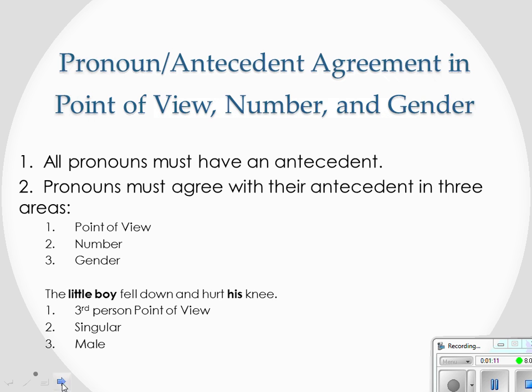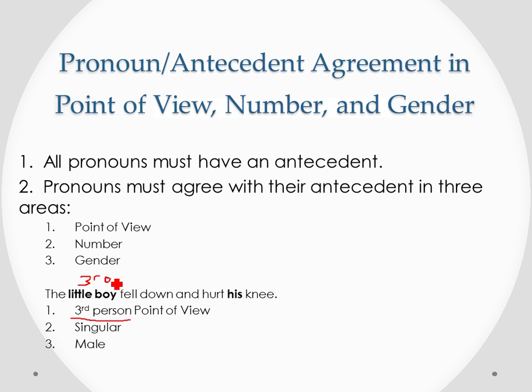So if I take a look at the sentence, the little boy fell down and hurt his knee. When I say that it needs to agree in point of view, number, and gender, let me show you an example of what I'm talking about. First off, this is in third person point of view. Okay, I don't say you, I'm talking about another person. So this is a third person. Second of all, we know that it is singular. It is just one person. Third, we know that this particular person is a male because it says the little boy.